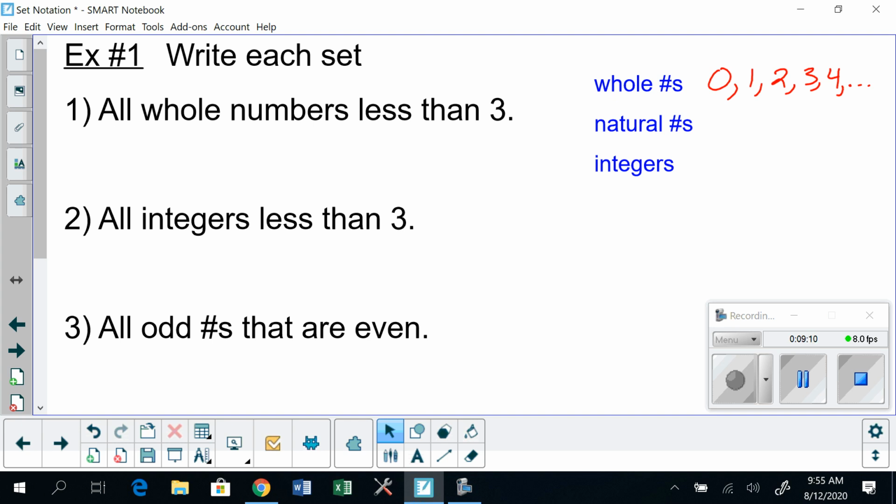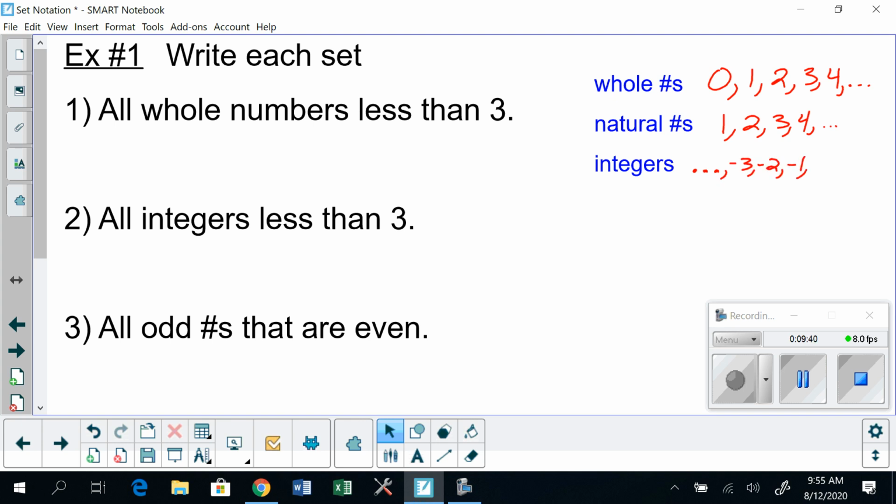Now the difference between whole numbers and natural numbers is the same list, but it does not include the 0. Okay, 0 is not included in the word natural numbers, but it is in the word whole numbers. Now integers, when we use the word integers, it's actually just like whole numbers, except it includes negatives as well. So with integers, you actually have to do a dot, dot, dot at the beginning of your list.